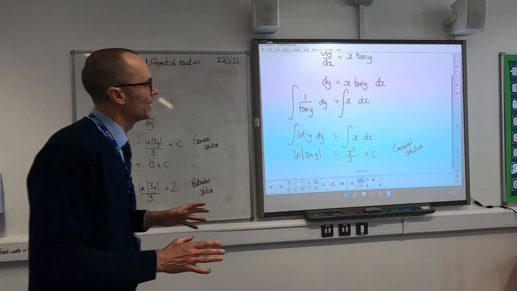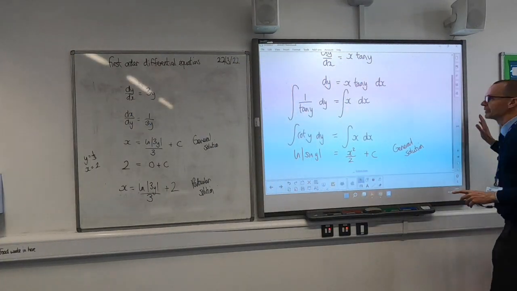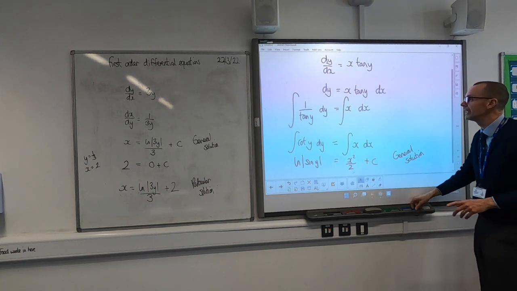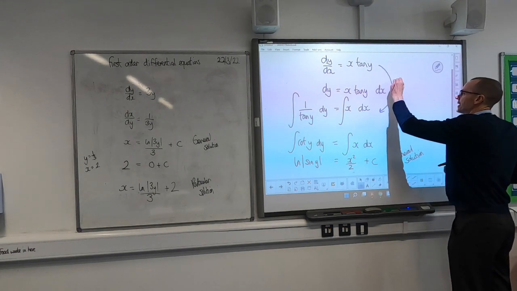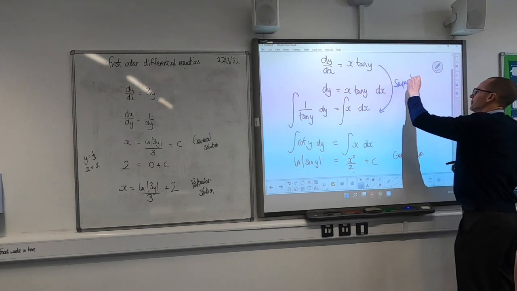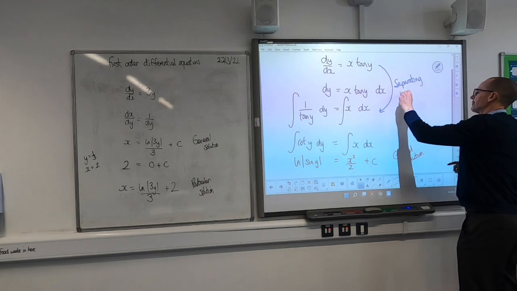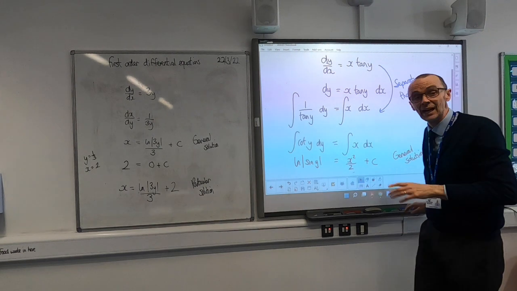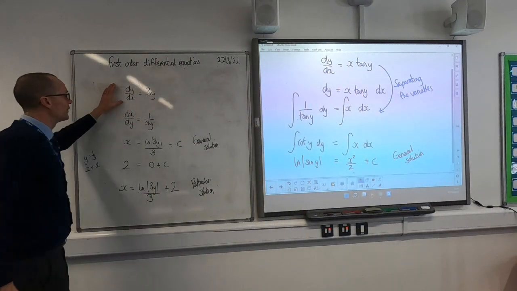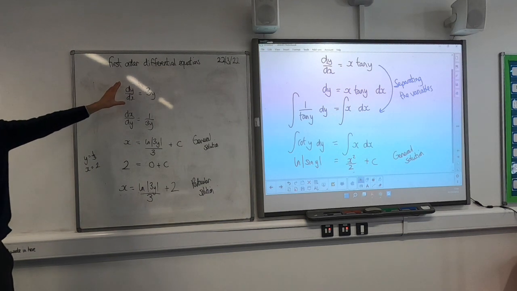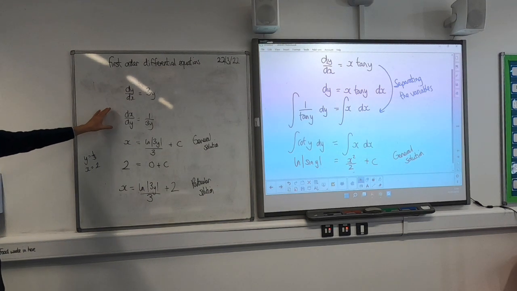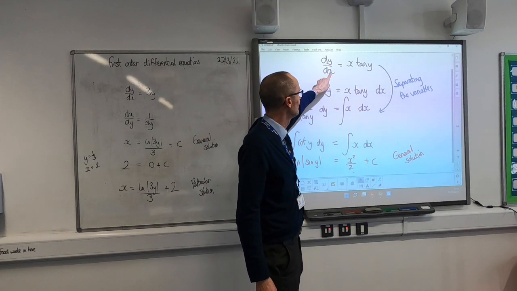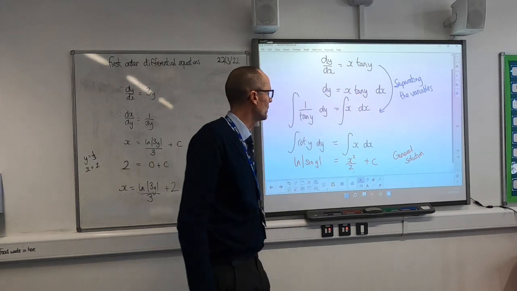We call this process separating the variables. So the process I went through, starting here to get to here, that's separating the variables. And actually, we're going to tomorrow revisit this problem and solve this by separating the variables instead of flipping it. So with any differential equation where the variable is not just this letter, we use this approach, separating the variables.